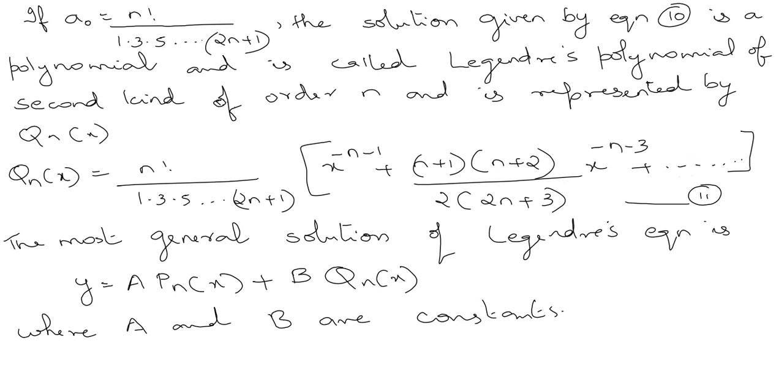Okay. So the most general solution of Legendre's equation is y is equal to a Pn of x plus b Qn of x. Here a and b are constants. Pn of x is the Legendre's function of the first kind of order n, and Qn of x is the Legendre's function of the second kind of order n.